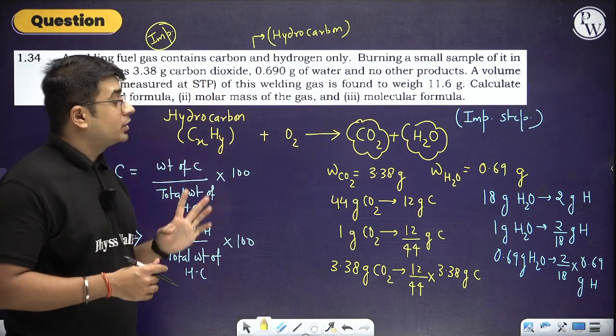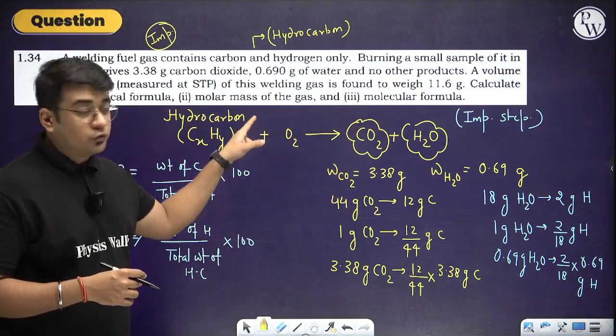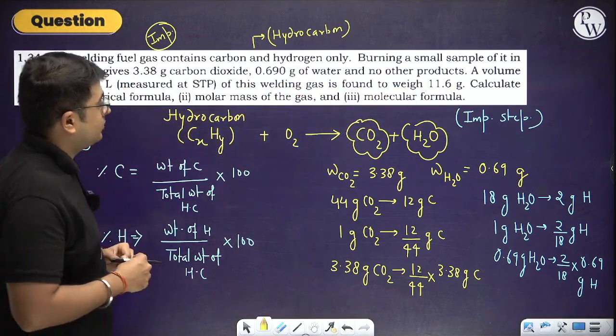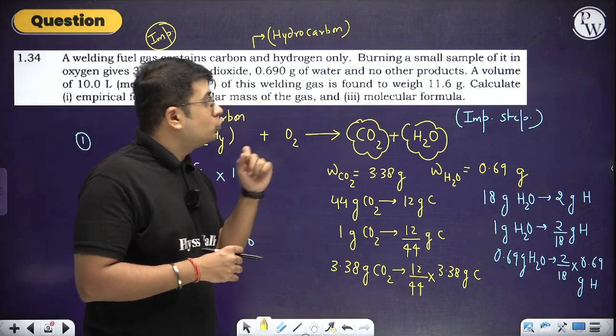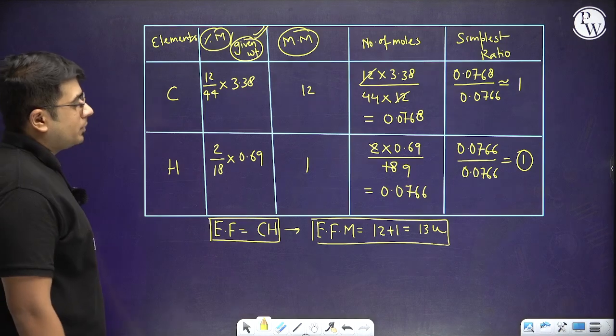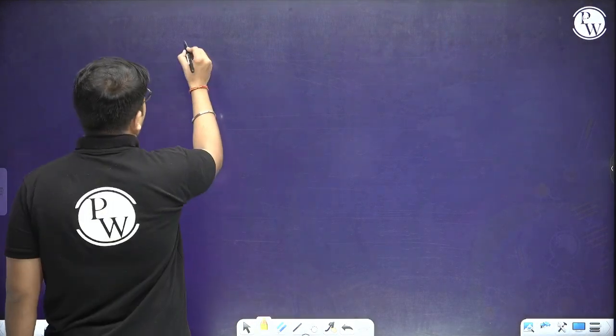Now for the molecular mass of the gas as well as the molecular formula, again this part is missing. So we have to use the second situation. A volume of 10 liters measured at STP of this welding gas is found to weigh 11.6 grams. Now from this particular part, we are going to use an additional concept, that is the concept of a mole in terms of volume.